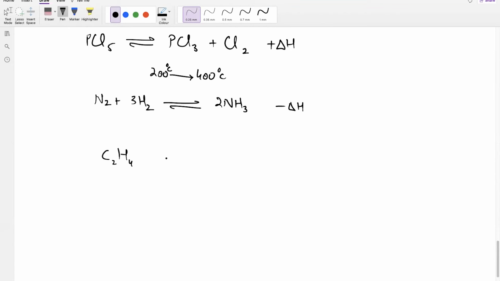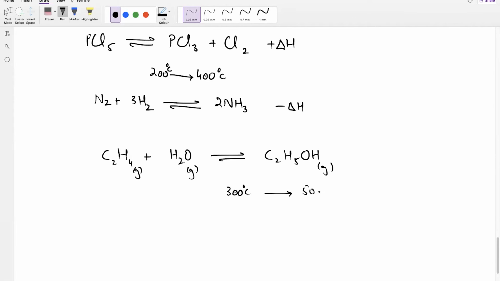So here is a reaction. C2H4 is ethene, and let's suppose ethene is being reacted with steam to produce ethanol. All of these are gases at this temperature. Okay. So what happens? Let's suppose this reaction is happening at 300 degrees Celsius. So this is gas, and this is gas. It is balanced. And right now the temperature is 300 degrees Celsius.